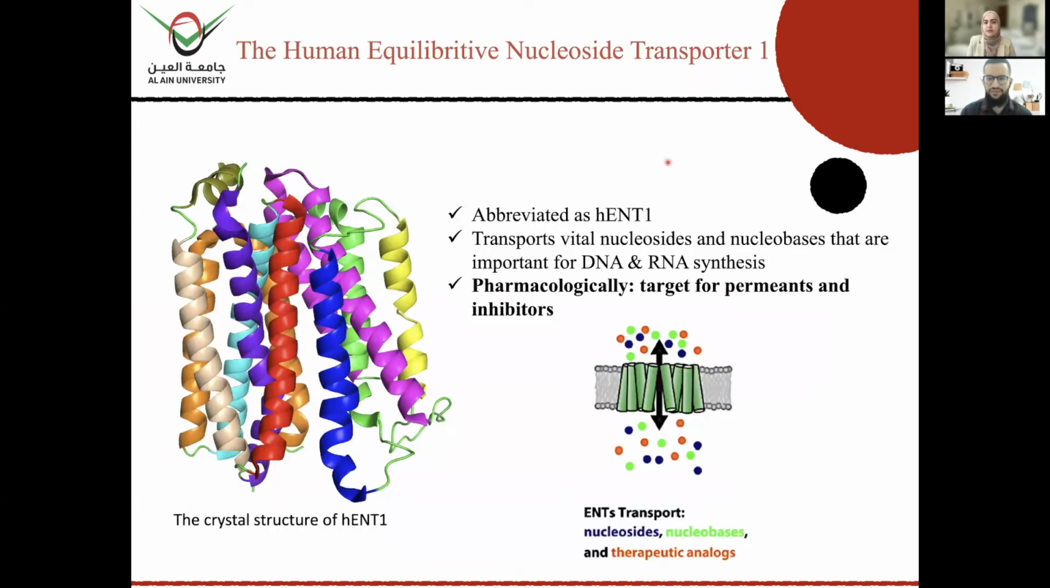The human equilibrative nucleoside transporters, which are abbreviated as hENTs, are a family of integral proteins mostly found on the cell plasma membrane. hENT's main function is to transport vital nucleosides and nucleobases, which are essential for DNA and RNA synthesis. Pharmacologically or clinically, the isoform hENT1 plays an important role because it is a major drug target. Mainly, hENT1 is a target for drugs that are either permeants or inhibitors.